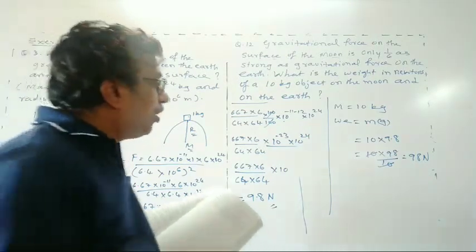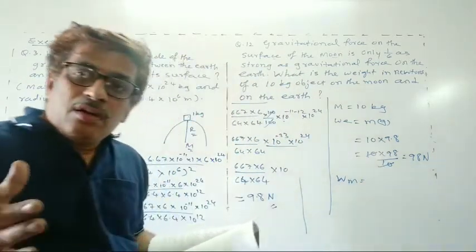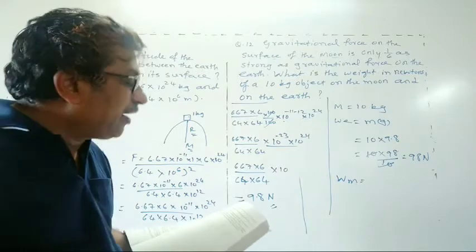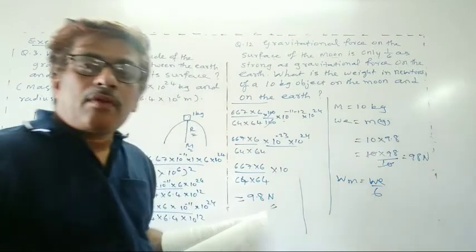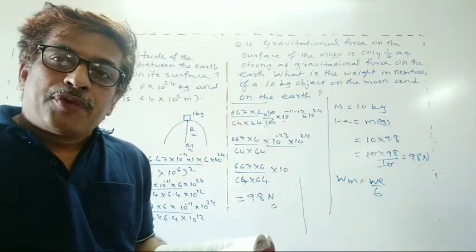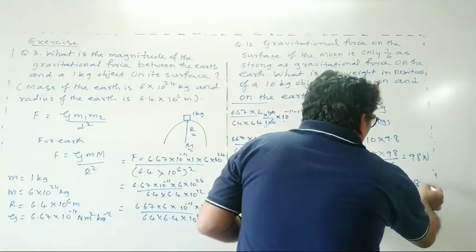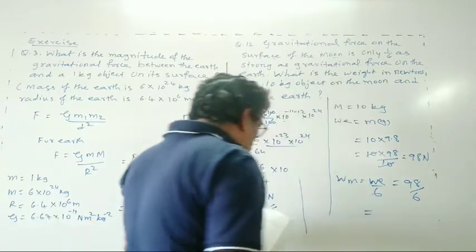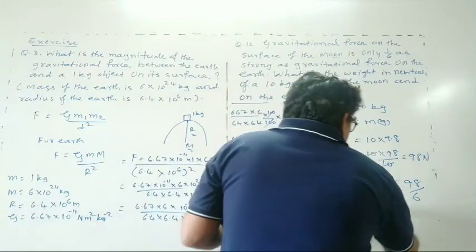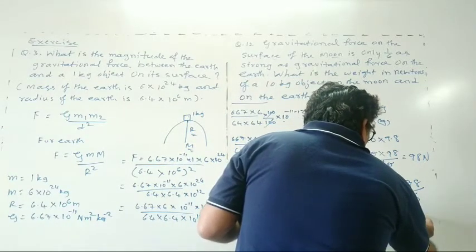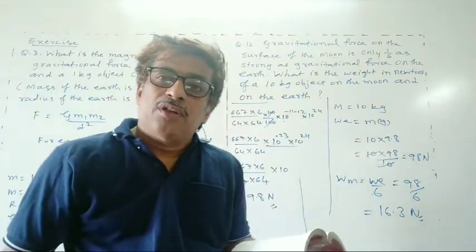Now next one, weight on the moon you have to write. So weight of the moon is equal to, so you know that 1 by 6. So you can write like this, weight of the earth divided by 6. So we write 98 upon 6. What is the answer you will get? Go divide and you will get 16.3 Newton. Because it's force, the unit is Newton.